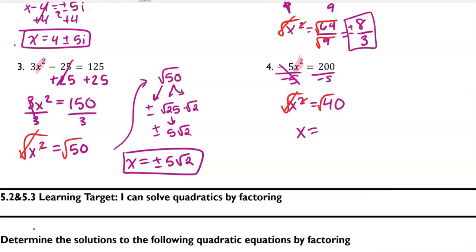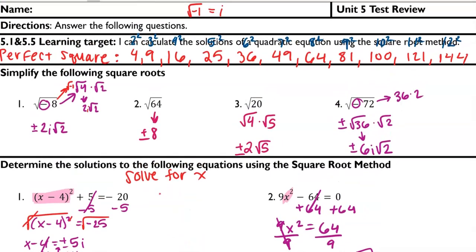And the square root of 40 needs to be simplified. So what perfect square goes into 40? Well, if you're unsure, we can take our calculator, and in the calculator, take 40 and start dividing it by these perfect squares. We want the largest number possible, so I'm going to try 16.